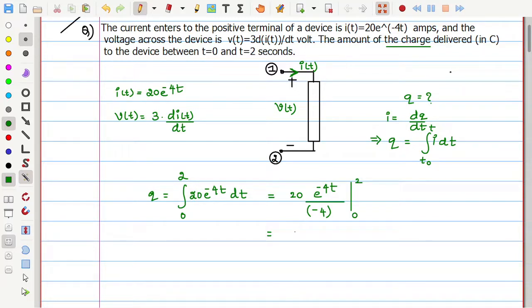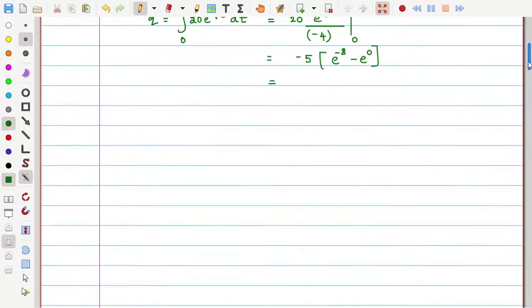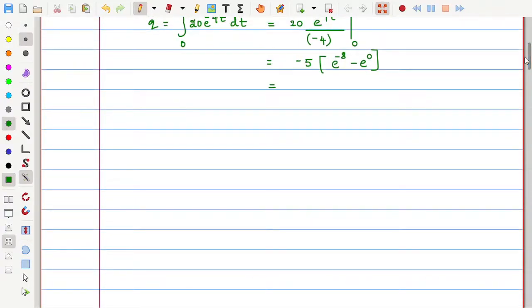Then how much will you get? 4 fives are 20, so this is minus 5 times e power minus 4 into 2. I am substituting the limits, so minus 8, minus e power 0. Simplify this and you will get some value. That is the charge between these two terminals for the interval 0 to 2 seconds. Clear? Yes, sir.